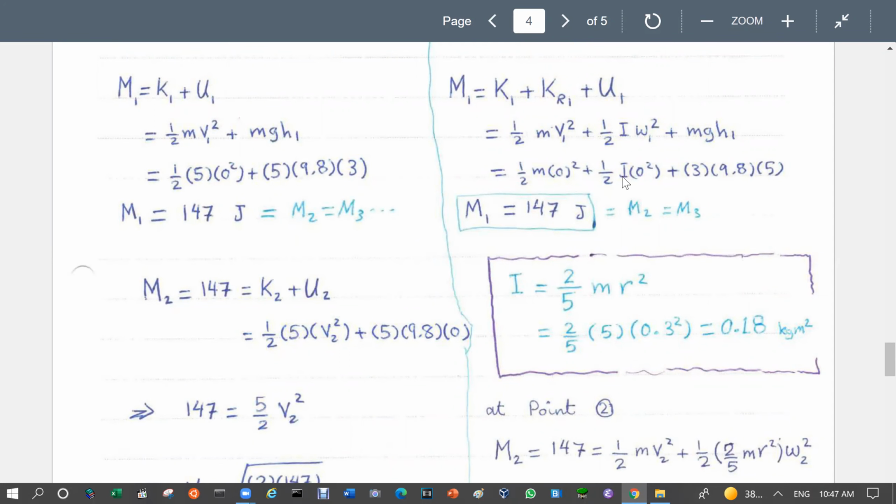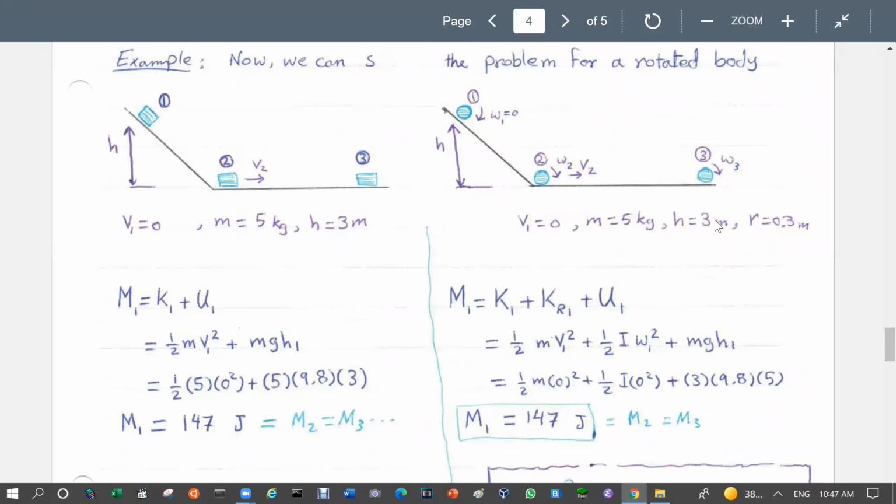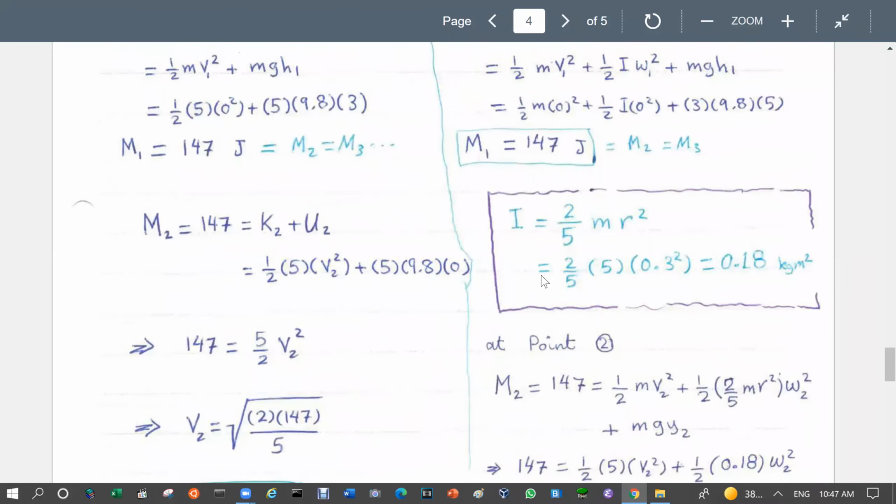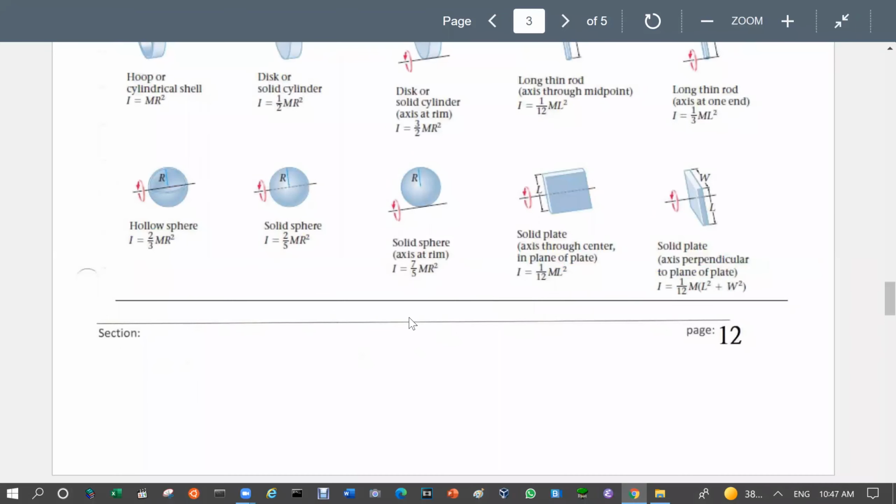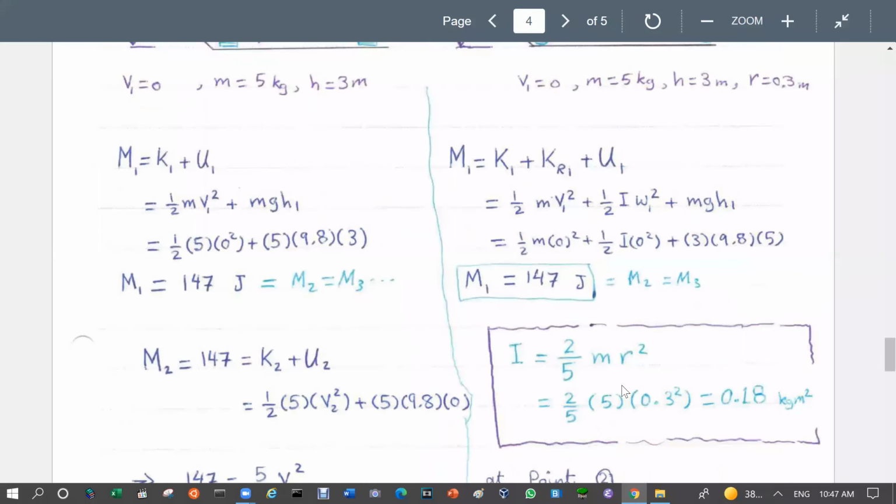Now we need to find I. We don't know what I is. We know the mass. We know the radius. It is not mr squared because it is not a point mass. For a solid object, for a solid sphere, it is 2/5 mr squared. I use it here to find I. 2/5, the mass is 5, the radius is 0.3 squared. It will be equal to 0.18 kilogram meter squared.